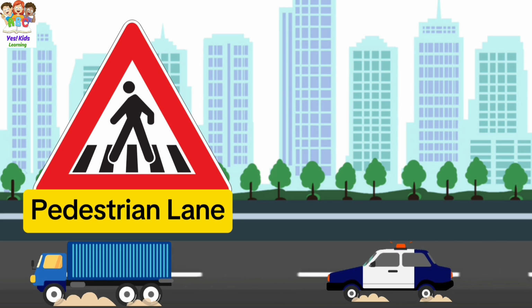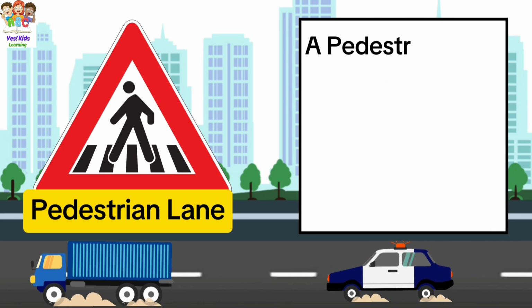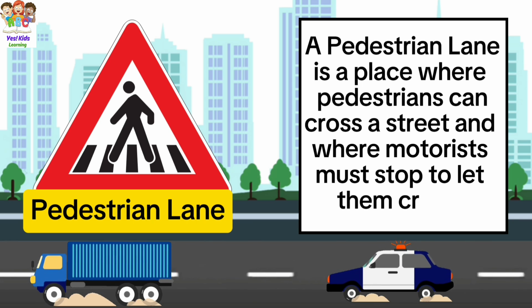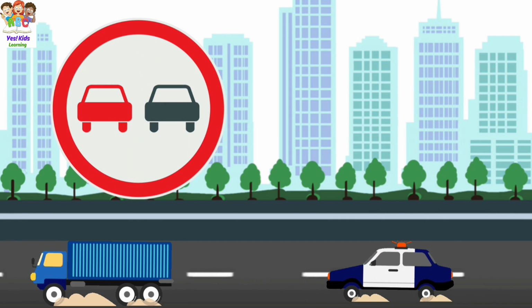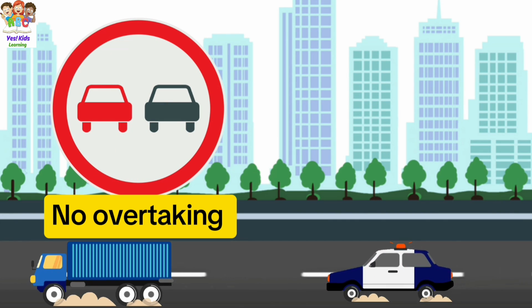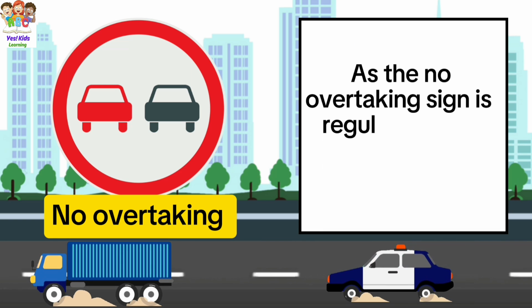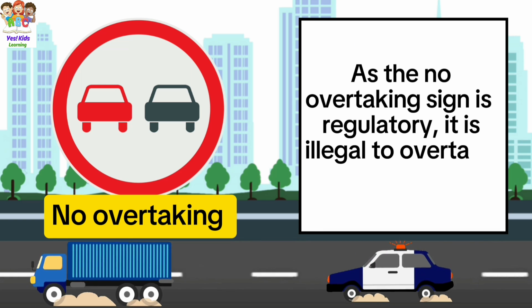Pedestrian lane. A pedestrian lane is a place where pedestrians can cross a street and where motorists must stop to let them cross. No overtaking. As the no overtaking sign is regulatory, it is illegal to overtake.